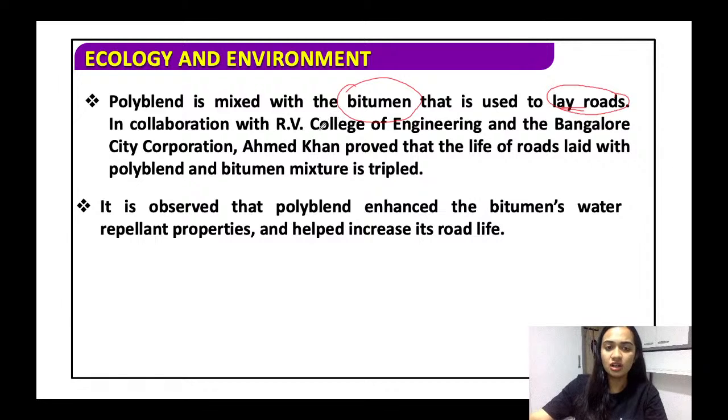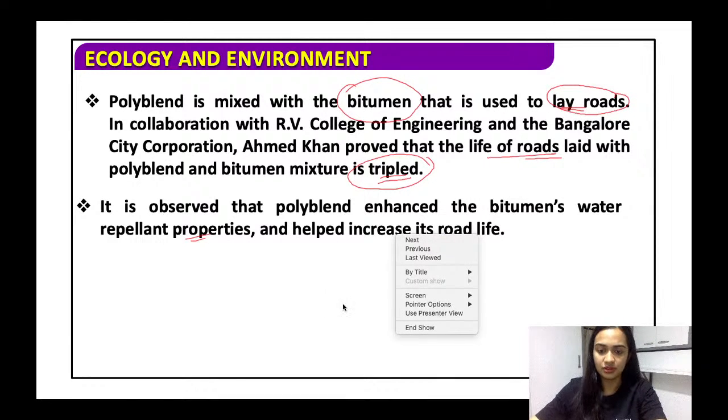So now in collaboration with RV College of Engineering, what is happening in Bengaluru? This person has proved that the life of roads laid with polyblend and bitumen mixture is tripled. यानी कि this road serves as a better option. ठीक है. It is observed that polyblend enhances the bitumen's water repellent properties. ठीक है, तो प्लास्टिक जो है वो वाटर रिपेलेंट है, तो पॉट होल्स की प्रॉब्लम भी सॉल्व हो सकती है और it has helped to increase road life. फाइन.